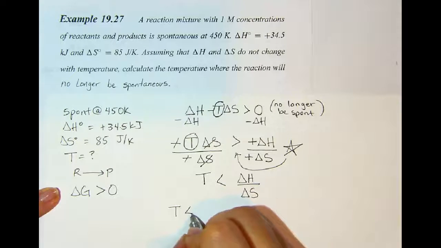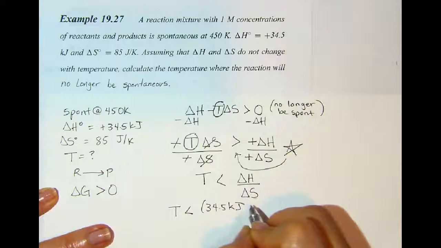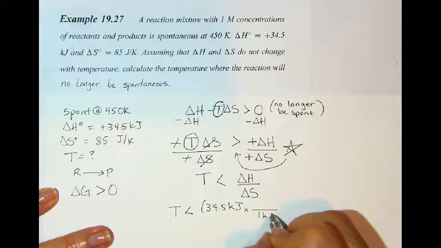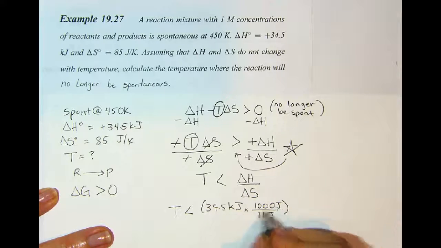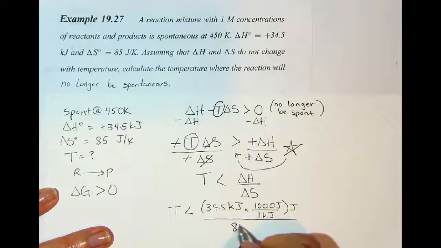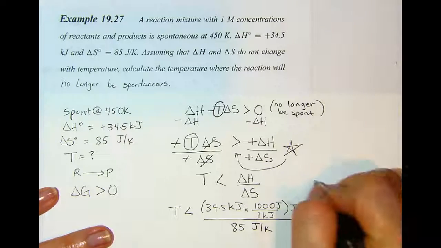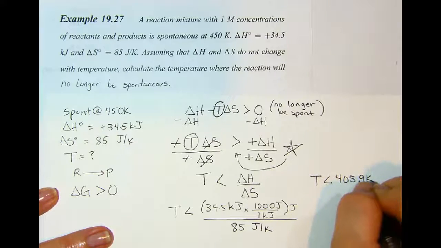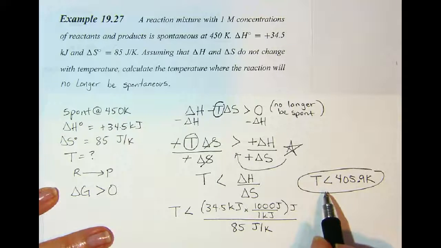T is less than 34.5. Remember, this is in kilojoules, and I'm going to go ahead and change this to joules. And you can do it either way. You can change your delta S to kilojoules if you want. So this is going to be in joules, and then I'll divide that by the delta S, which is already in joules, 85 joules per Kelvin. And when we do this math, we get a temperature that is less than 405.9 Kelvin, is when this reaction will no longer be spontaneous in the forward direction.